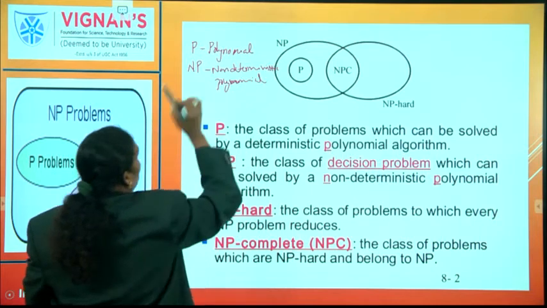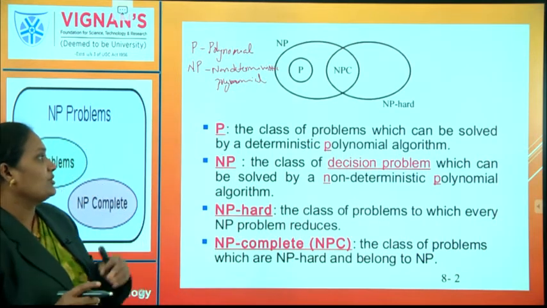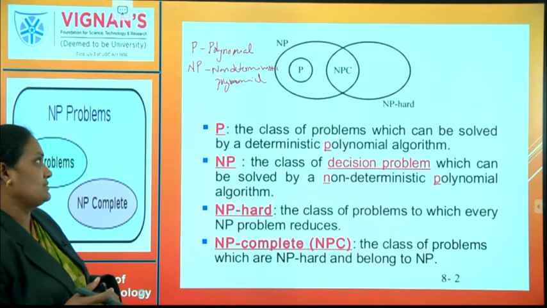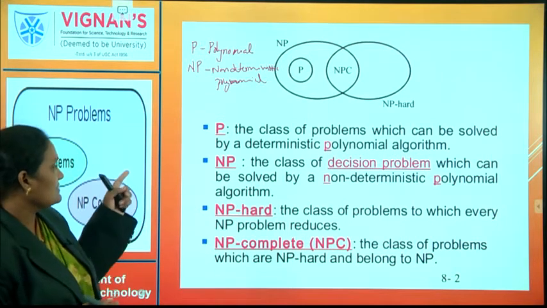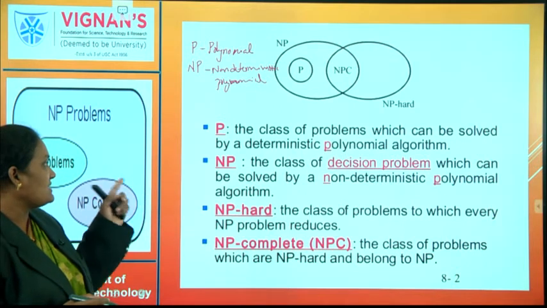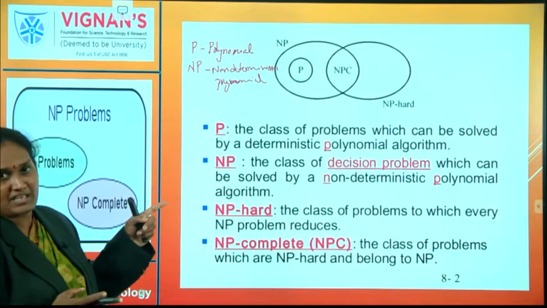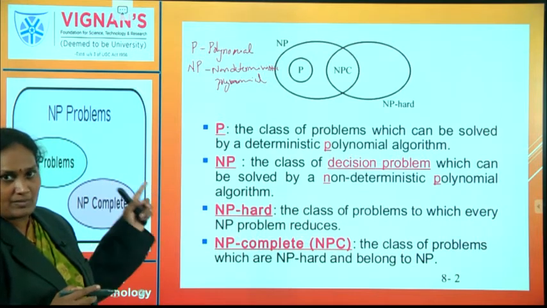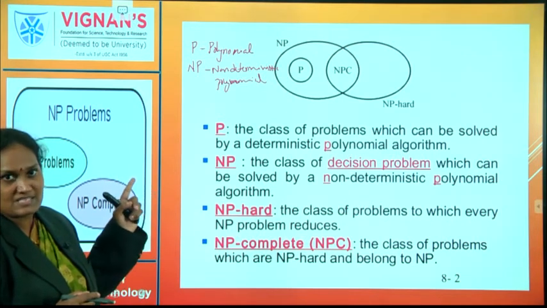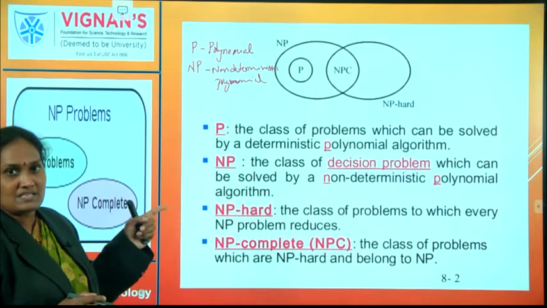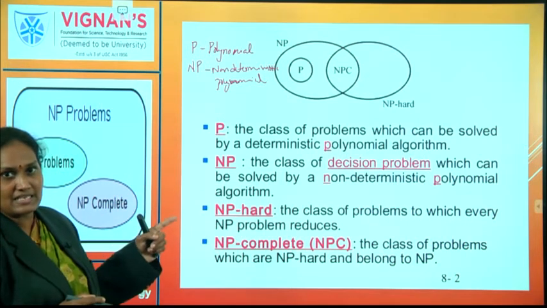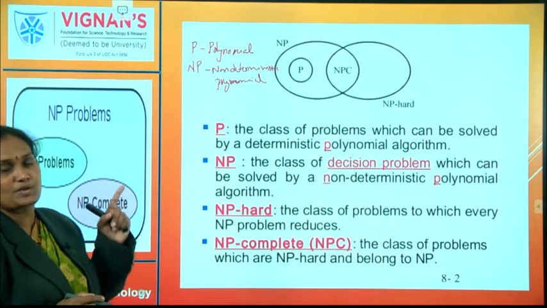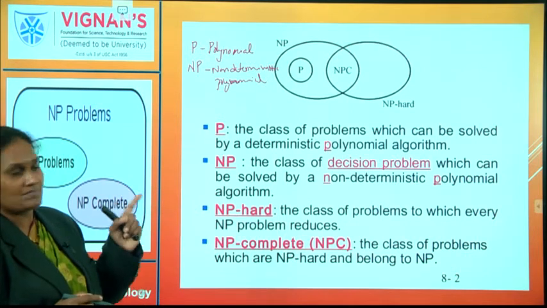Non-deterministic polynomial problems. Now, what are P problems, what are NP problems, and what are NP hard and NP complete problems? Let us see. P is the class of problems which can be solved by a deterministic polynomial algorithm. Which problems are to be called P problems? The problems which can be solved by using a deterministic polynomial time algorithm are called P problems.